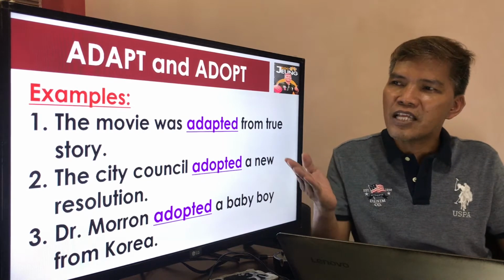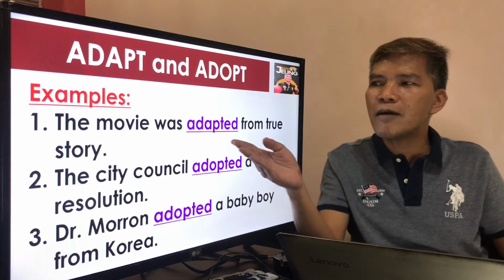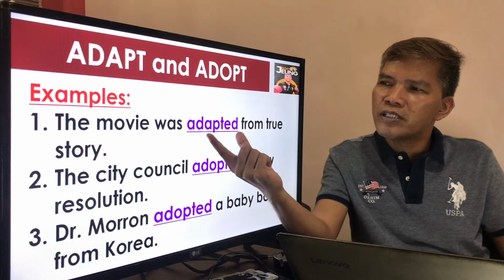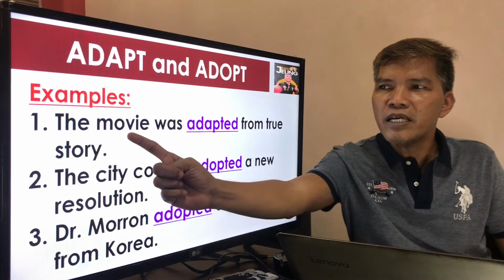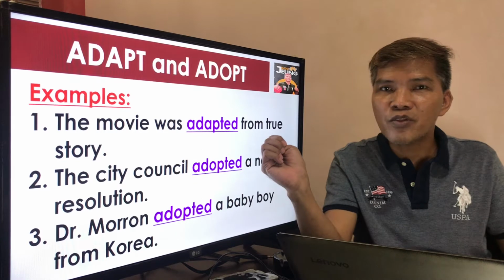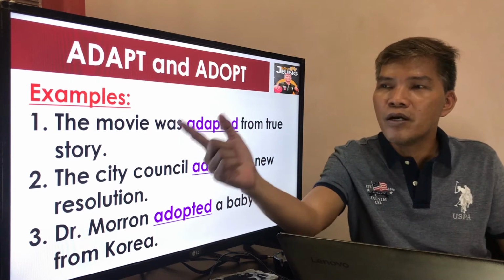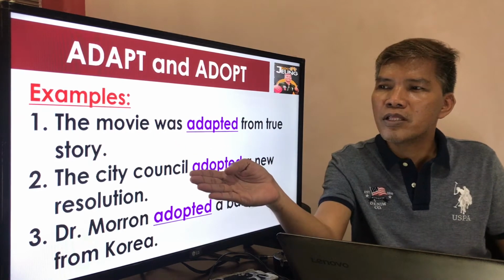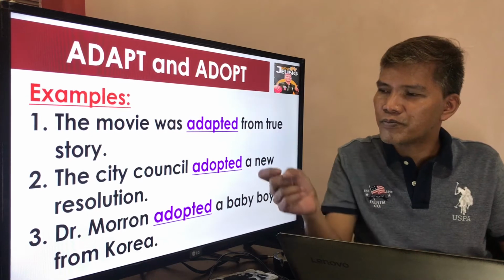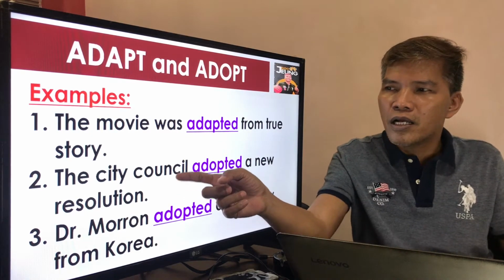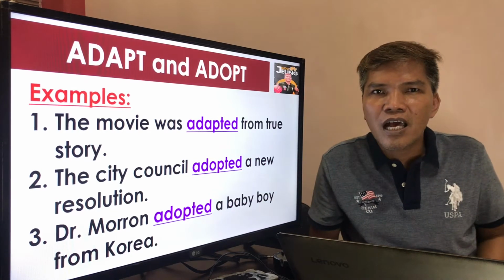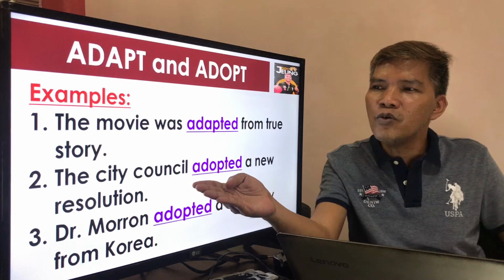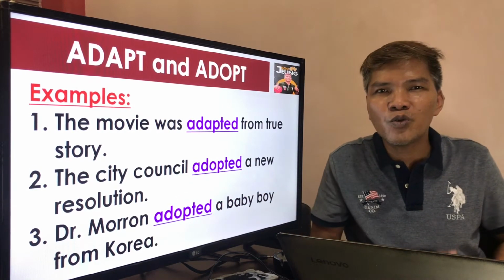Let's take the following examples for you to understand better. Let's analyze each sentence. The movie was adapted from the true story. Adapted here is used because the movie needs to adjust from the true story. So the movie was adapted, the movie was adjusted from the true story. Number 2, the city council adopted, we use adopt, a new resolution. Adopted here means accepted a new idea, which is a resolution. So the city council adopted a new resolution.